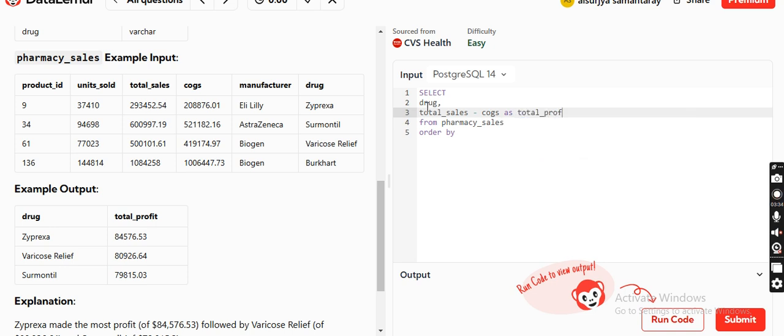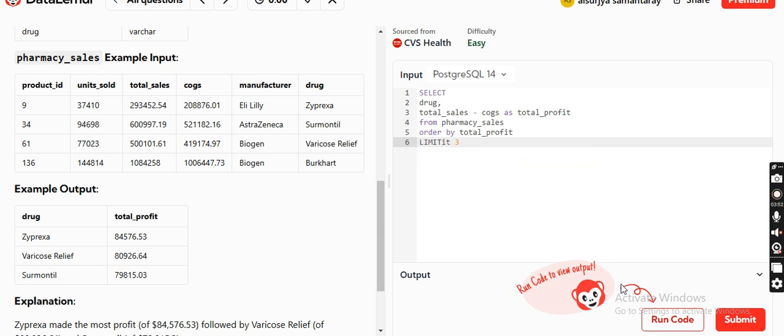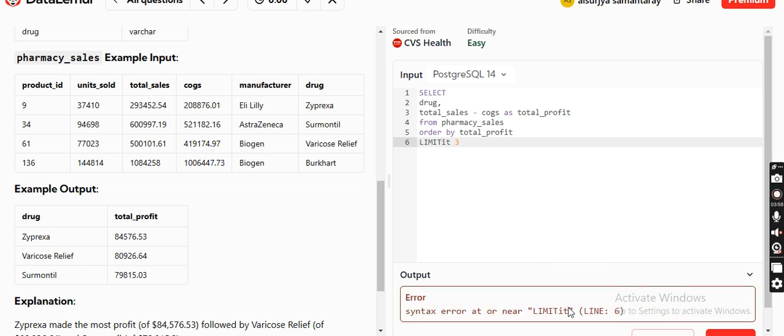As total profit. Done. And what else do we need? ORDER BY total profit, and top three. So I am using LIMIT here. LIMIT three. Anything else have I missed? Okay, LIMIT, spelling issue.